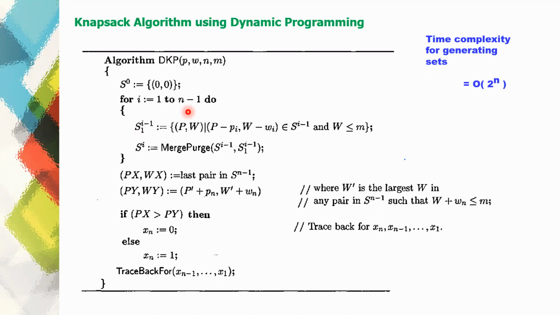If you remember set generation algorithm that you have studied in discrete mathematical structures subject, for performing union operation and continuously generating sets, it will take a time complexity of 2 power n, where n is the number of objects that are given to you. Okay, so this was regarding 0-1 knapsack problem solving using dynamic programming.